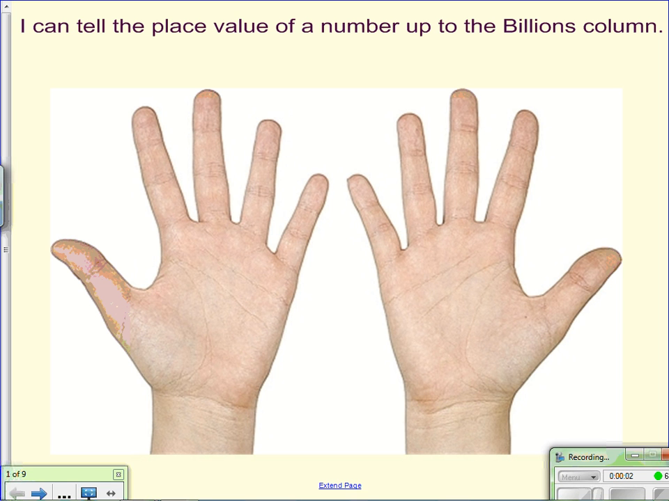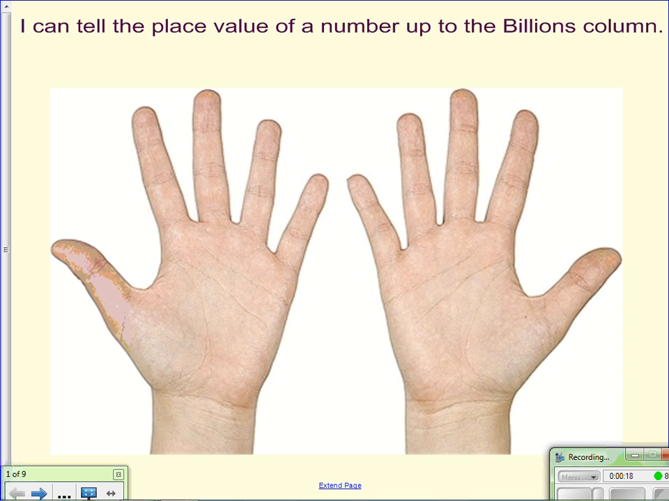Today we're going to talk about place value. Our learning objective for today is: I can tell the place value of a number up to the billions column. And when we talk about place value, first let's look at our numbering system. We are on a base 10 numbering system.